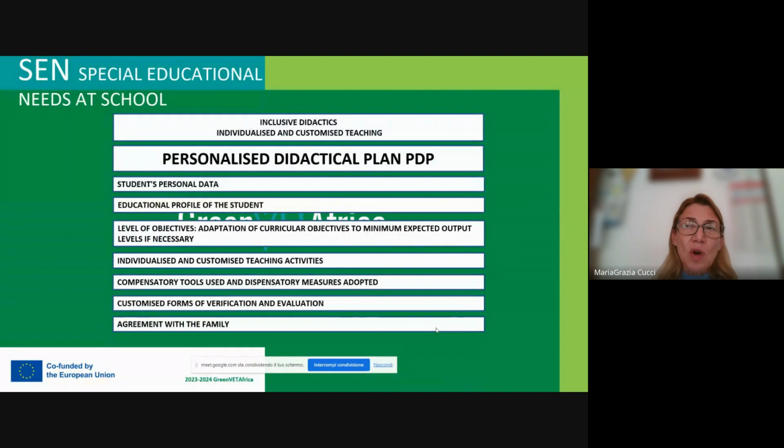There is also a part which is related to work-based learning that I didn't put in this slide because you already know everything about these topics, and then we will go through it inside the plan.